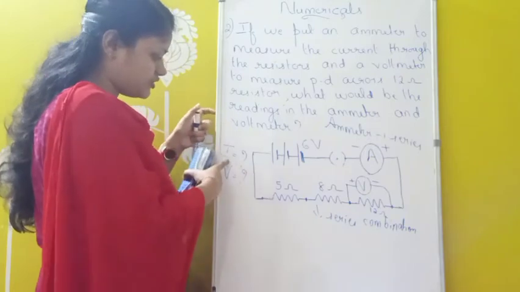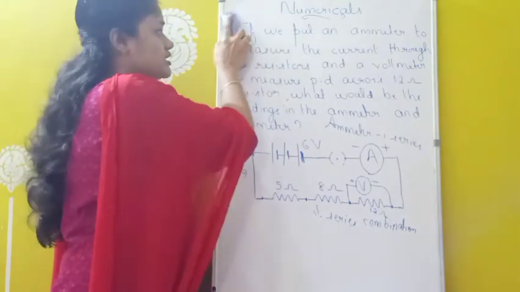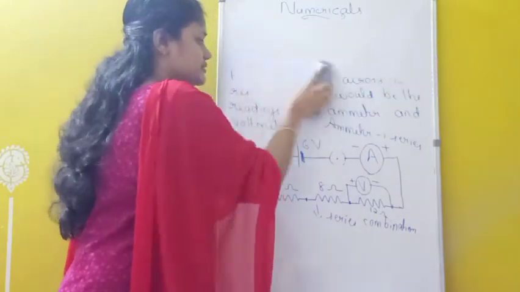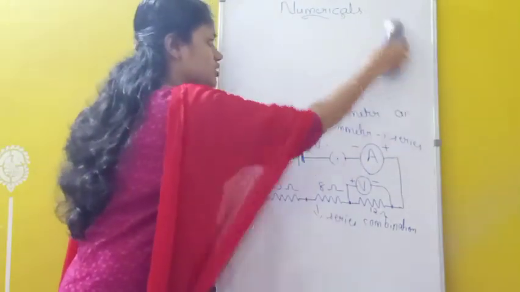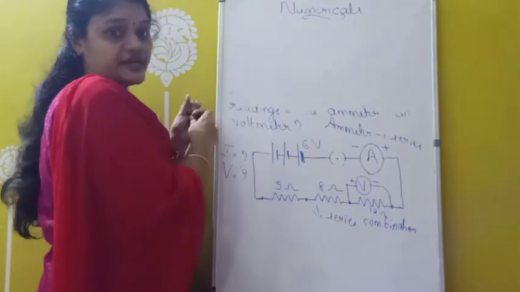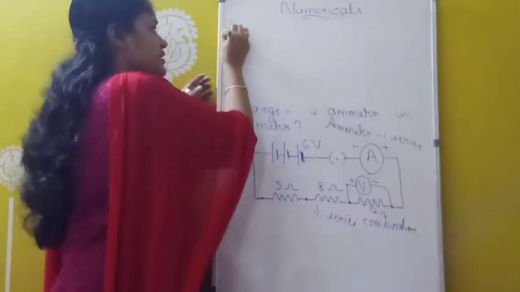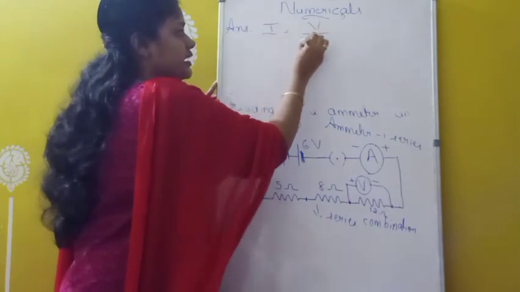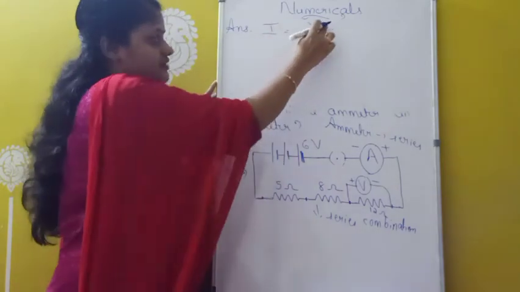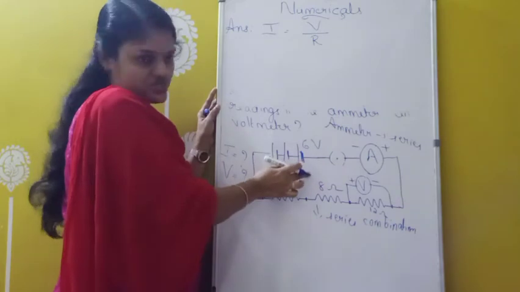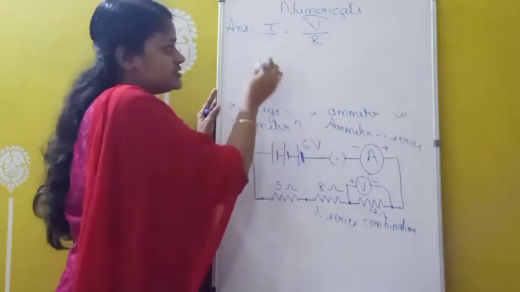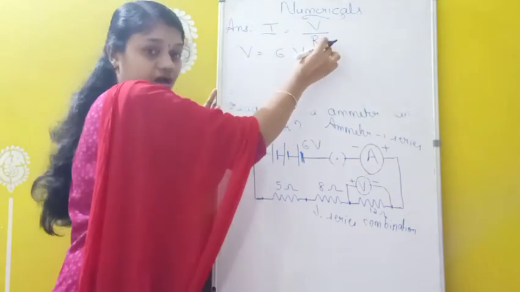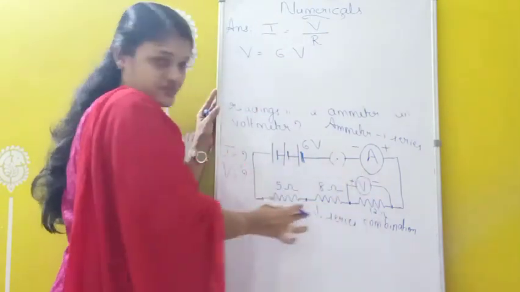First of all we have to find the current, the total current through the circuit. For the total current, we have the formula from Ohm's law: I equals V by R. Here V indicates the total potential difference. The total potential difference here is 6 volt, so V is 6 volt. And R indicates the total effective resistance.